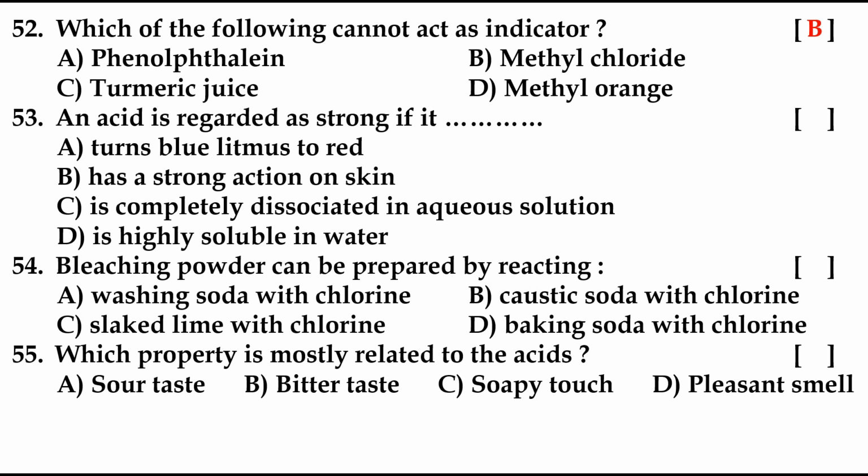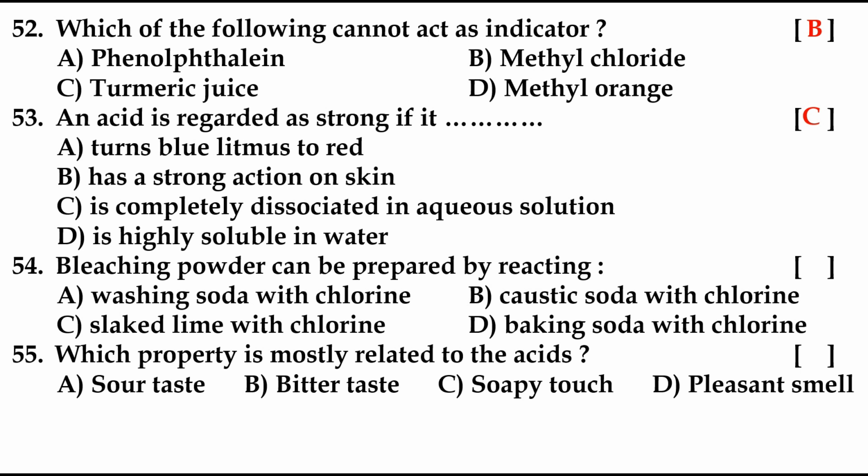53. An acid is regarded as strong if it is dash. A. Turns blue litmus to red. B. Has a strong action on skin. C. Completely dissociated in aqueous solution. D. Is highly soluble in water. Answer is option C. Is completely dissociated in aqueous solution.